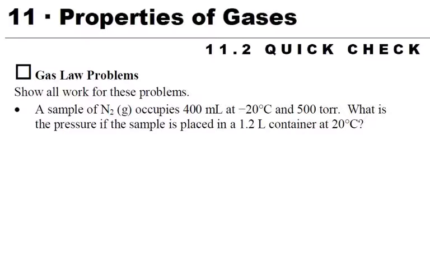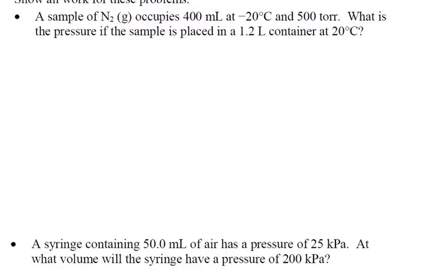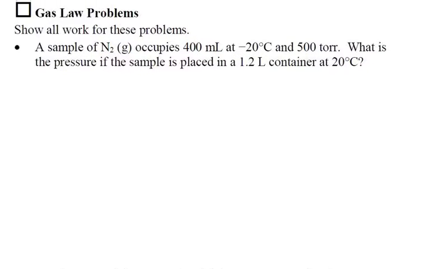Okay, I'm going to go over the 11.2 quick check. This has four different gas law problems. We're going to start off here: a sample of nitrogen gas occupies 400 milliliters at -20. Before I forget, I'm going to change that -20 into Kelvin, add 273, that's 253 Kelvin, and 500 torr. What is the pressure if the sample is placed in a 1.2 liter container at 20 degrees? I'm going to change that to 293 Kelvin.